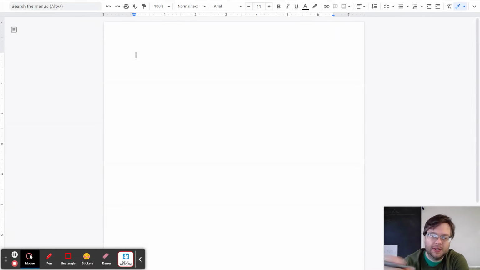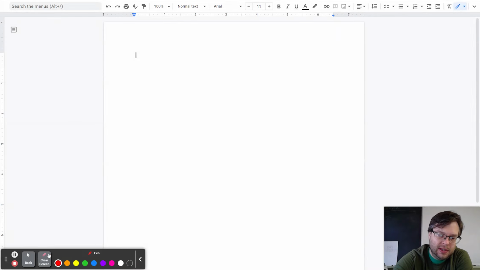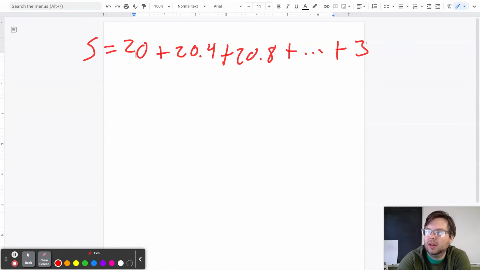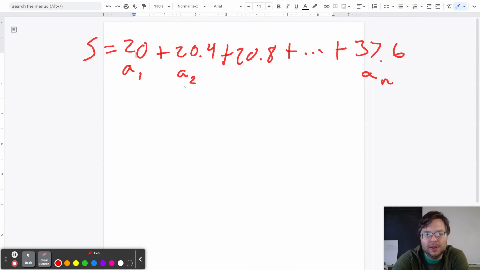Right, so I had people ask me about an arithmetic series problem where the sum is 20 plus 20.4 plus 20.8, and then we don't know how many terms there are, but it goes up to 37.6. What I know is that the first term I can call A1, and the last term I can call AN. If I wanted to, I could call the second term A2.